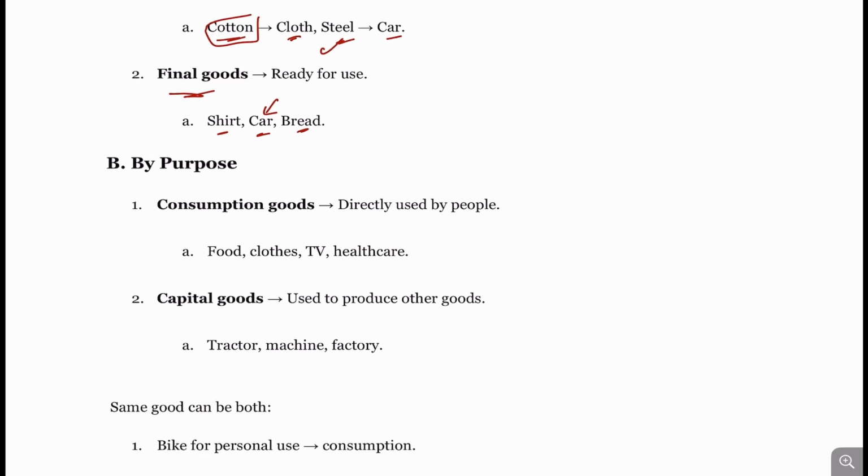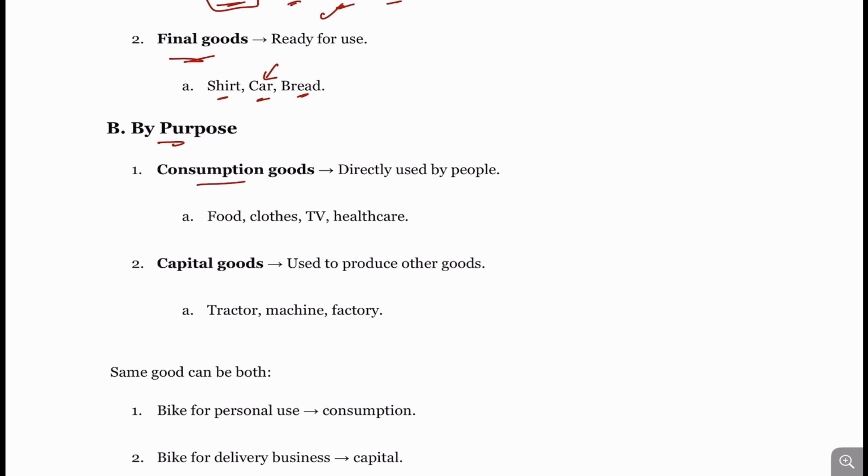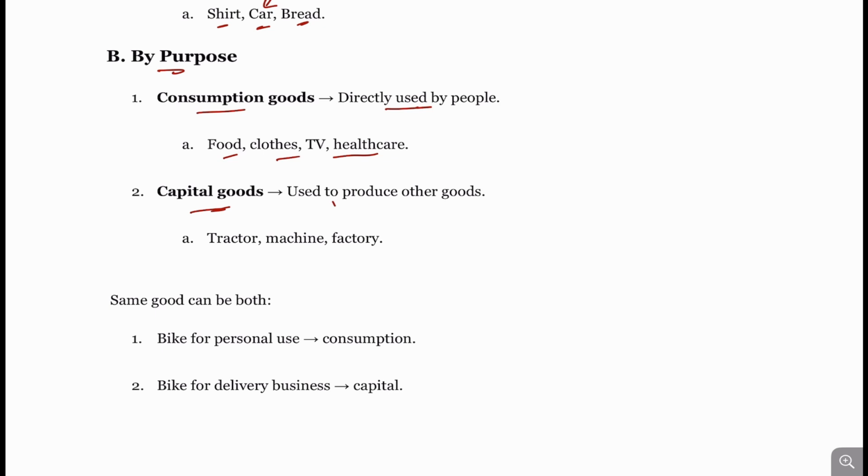Now by purpose, goods can be classified. Consumption goods are those which can be consumed; they are directly consumed or used by the people. Food, clothes, TV, healthcare, etc. These are the consumption goods. Capital goods are the goods which are used in order to produce other goods, like a tractor, a machine, a factory. So these are the capital goods.